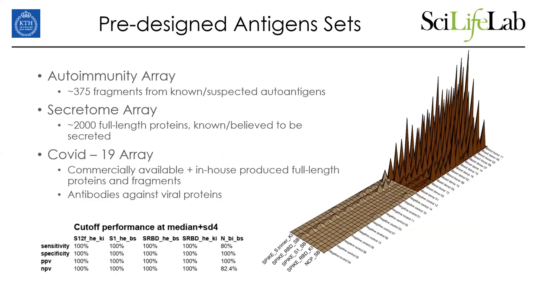Now we also have some pre-designed antigen sets. We have an autoimmunity array that consists of 375 fragments from known or suspected autoantigens. This is quite popular among some users because that gives them a fixed set that they might be interested in without having to first go through the large array. So that saves some time and some money.